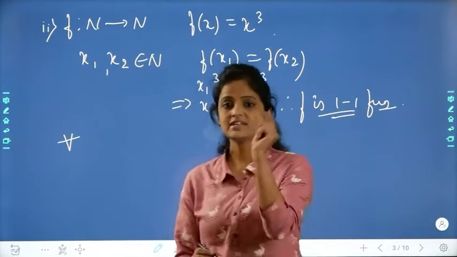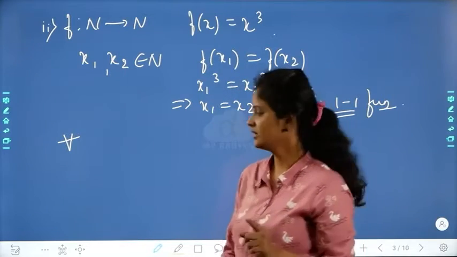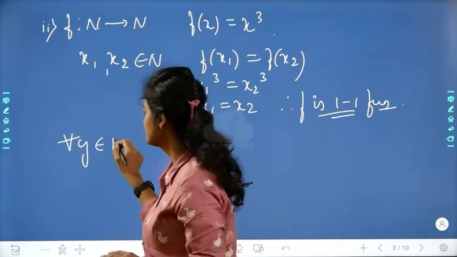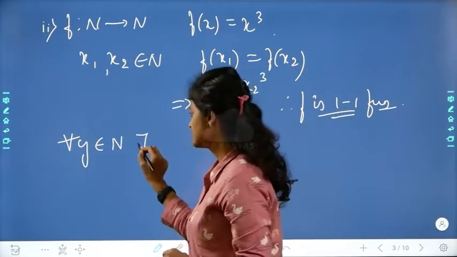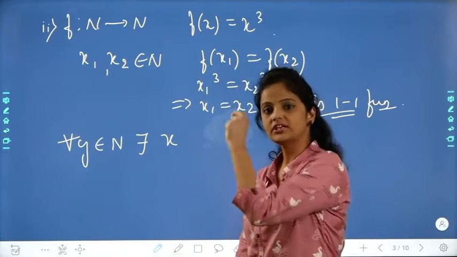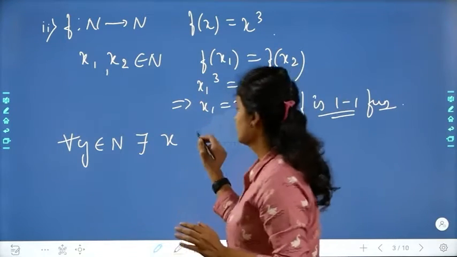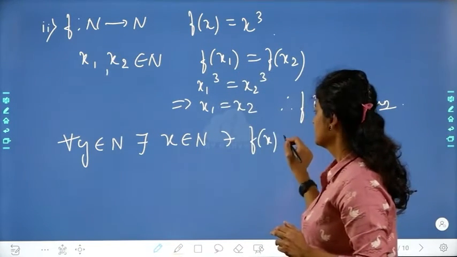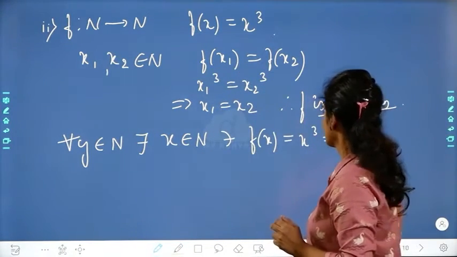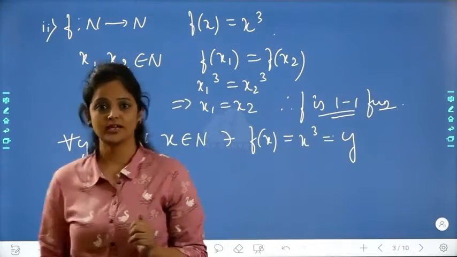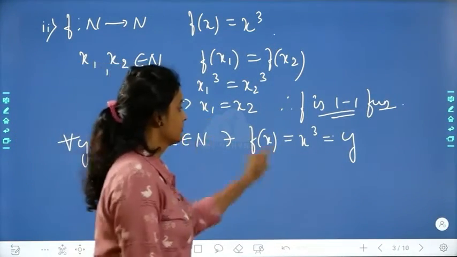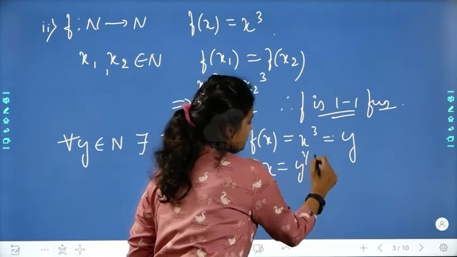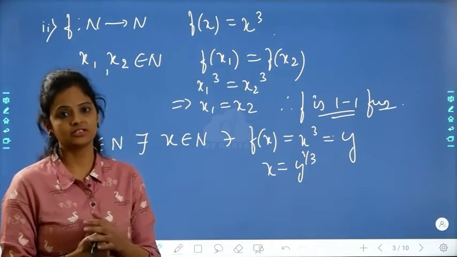For every. This is the sentence you have to write in the exam. Okay. For every has to be there. For every y belongs to the second set, that is natural numbers, there exists x. That means for each and every y there is an x which belongs again to natural numbers. How are they related? f of x is equal to x cube, that is equal to y. Okay. Now if x cube is equal to y is given, x is equal to y to the power of 1 by 3.